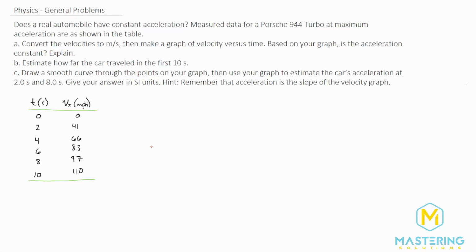Welcome to Mastering Solutions. In this general problem, they ask us, does a real automobile have constant acceleration? They give us information for this Porsche 944 Turbo, and they tell us that the maximum acceleration is shown in the table down here. For part A, they want us to convert the velocity from miles per hour to meters per second, and then they ask us to make a graph of the velocity versus the time. Based on our graph, they say, is the acceleration constant? And they want us to explain that.